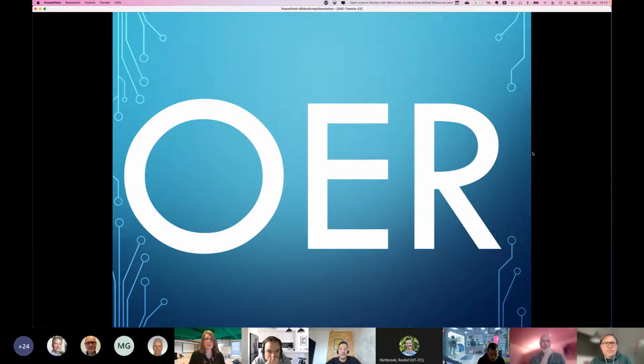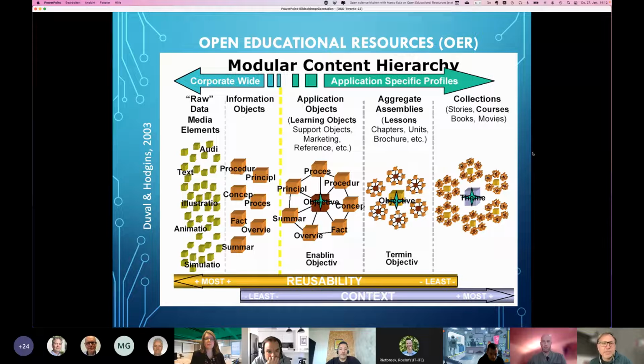I'm dealing with this topic already quite some time, and the origin of the idea comes a little bit from the model of a modular content hierarchy, which has been developed by colleague Eric Duval, who died some years ago. Around the year 2003, we had the idea that we need to have a digital authoring approach in education. So we start with very low granular objects, media, we put them together to information objects, then we have learning objects, we assemble lessons from that, and then we come to courses. And it was a wonderful idea in theory.